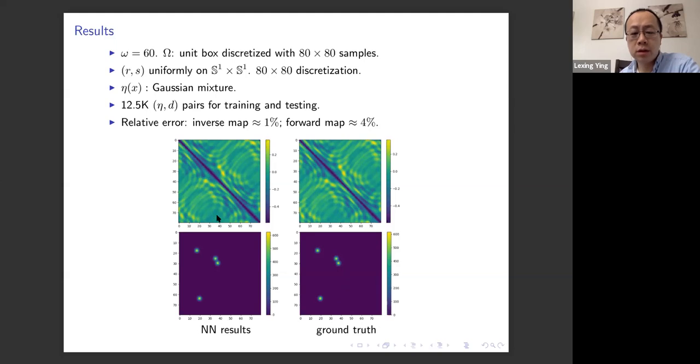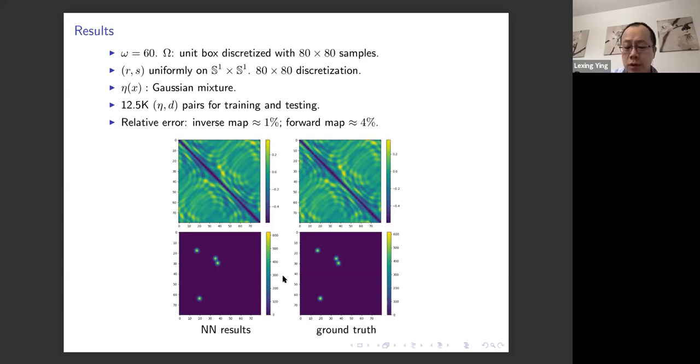On the left-hand side, let me just focus on the bottom plot. The bottom plot is what you obtain by using our neural network architecture. After you train the neural network, you apply it to the new data from the true pattern. And you see that the two bottom plots are very similar. The error is about 1%. Visually, you cannot distinguish the difference between them.